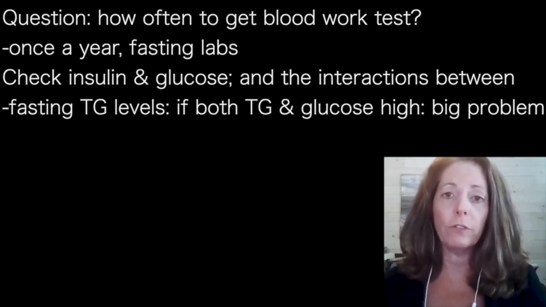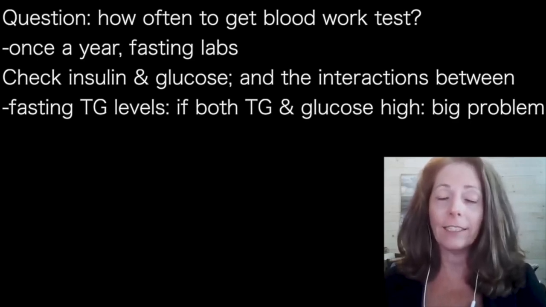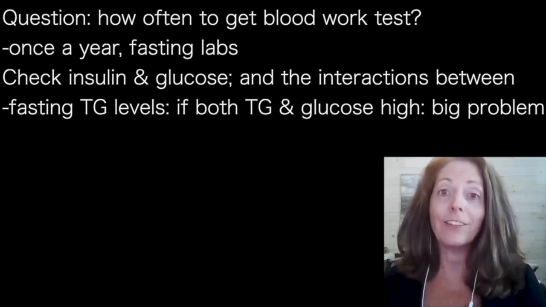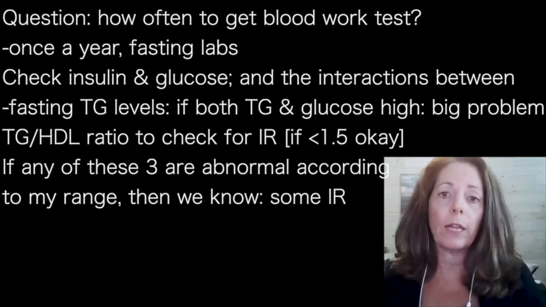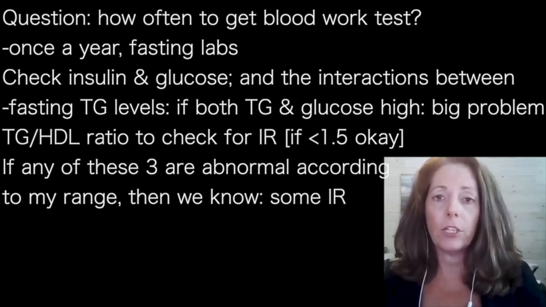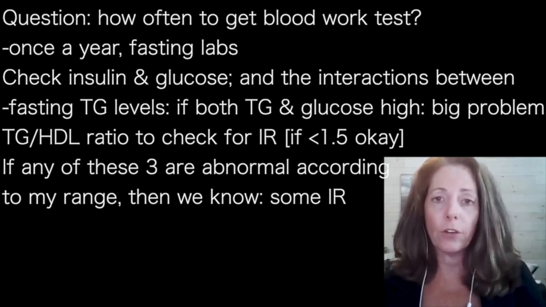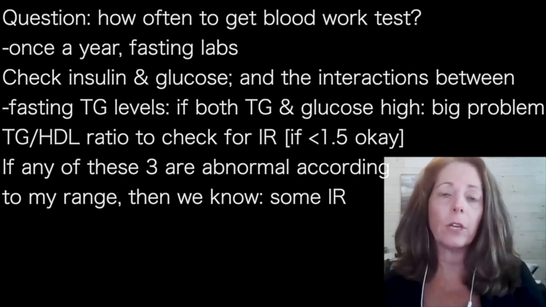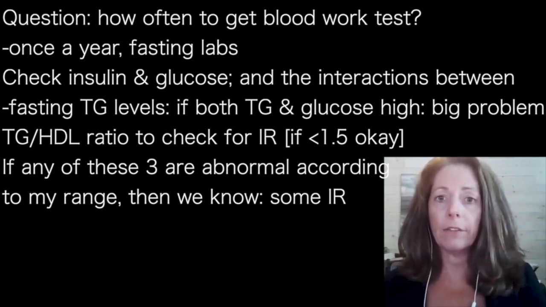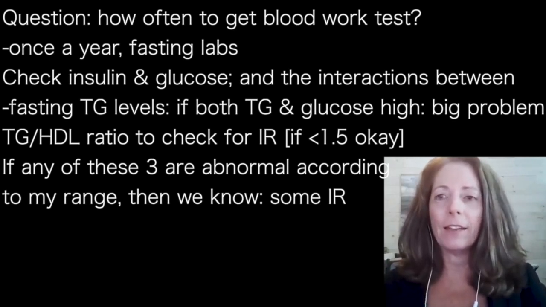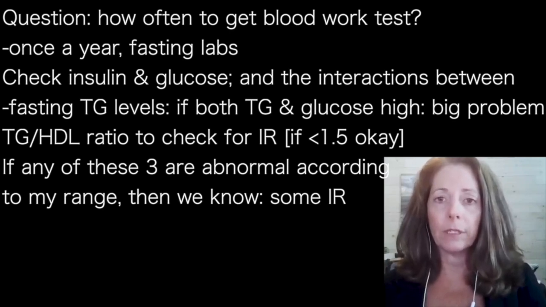So we have, again, two fuels, glucose and triglycerides, or fat. If both of them are elevated, there's a big problem. If one of them is elevated, there's still a problem. But again, it's the balance between the two. I will also look at the triglyceride HDL ratio. HDL is one of the cholesterol markers, but triglyceride divided by HDL is another way that we can look at insulin resistance. I try to look at all three, and those three can give us some guidance. If any one of them is abnormal, in my range, not in a conventional range, then we know that there's some degree of insulin resistance.